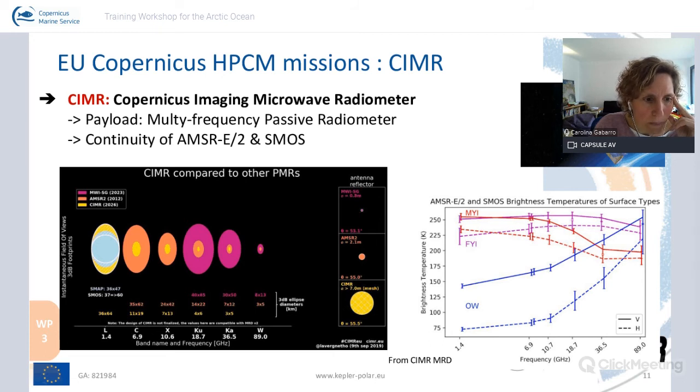You can see that the L band from CIMR will have a worse resolution or larger footprint than SMOS, but for the other bands, the blue is the footprint of the current sensors and yellow is the footprint of CIMR, and the resolution is much better than the other passive microwaves. This is thanks to the big reflector that it will have, 7 meters in diameter.